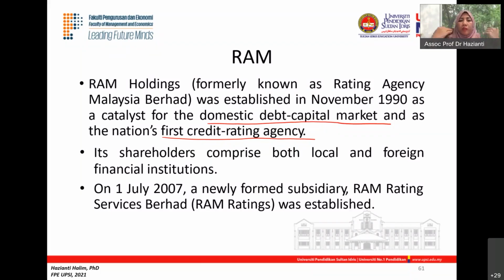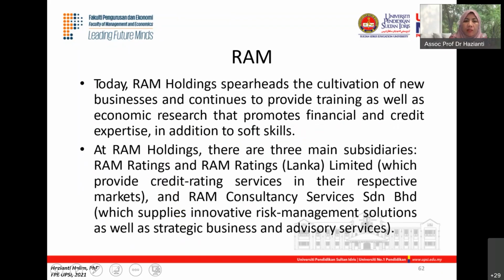Right? When you want to attract the market, when you want to attract investors to buy the bonds, we need a very good record and also ratings, so that the investors have trust to purchase our bond. And then the shareholders for RAM comprise both local and foreign financial institutions. In 2007 they changed the name, so we have RAM Holdings. So what they do is cultivate new business and continue to provide training.